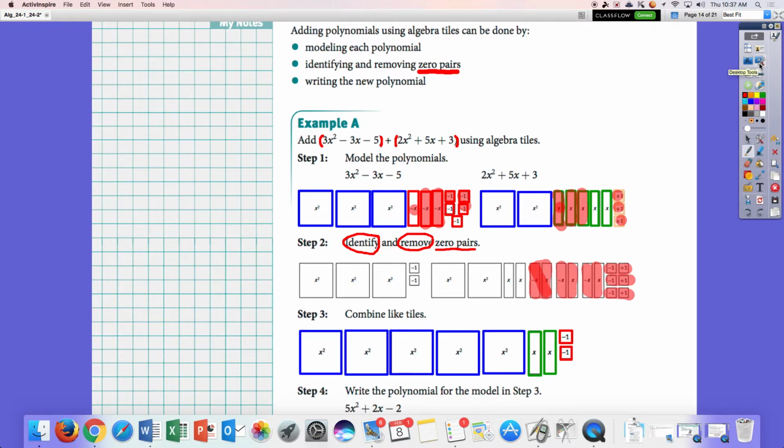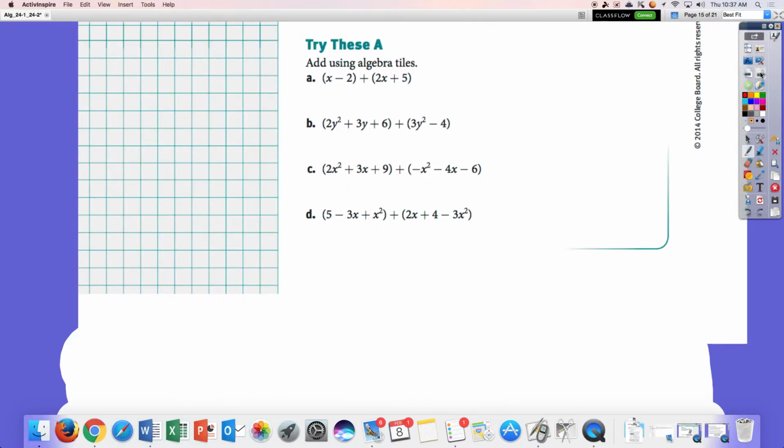Again, take a moment to make sure that you have either outlined these, crossed out your 0 pairs, and take a moment to read over and make sure you understand before moving on. At the bottom of the page here, it says add using algebra tiles. So at this point, the only problem that does not have enough algebra tiles would be letter B. So do your best to combine like terms with letter B. We'll actually look at this one together.